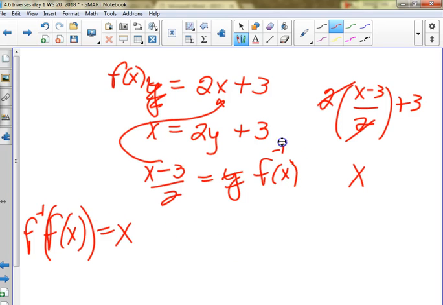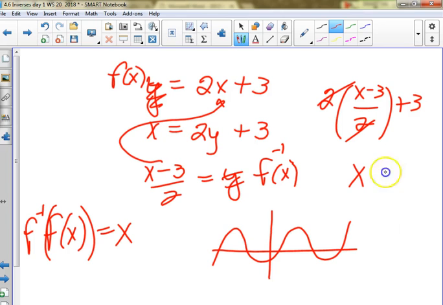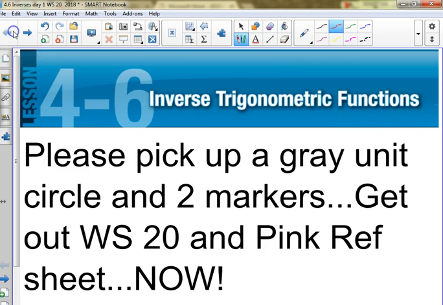How did you know if you could put this notation on it? Do you remember? If the inverse was also a function. And how did you decide if something was a function? Yes. So when we do sines and cosines today, is this going to pass the horizontal line test? No. Okay. All right. That was the preview.